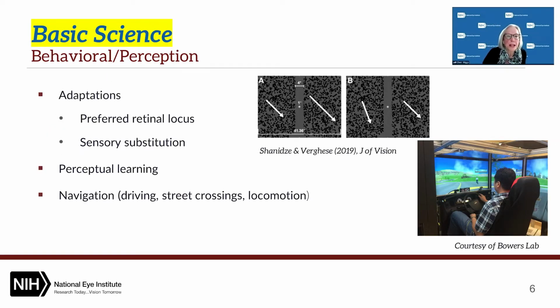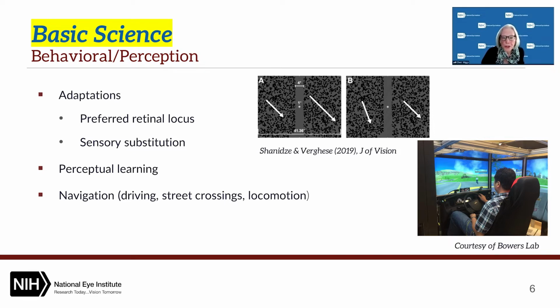Starting with the types of basic behavioral science supported. First, there are a number of adaptations that people with visual impairment just naturally adopt. So for instance, individuals with macular damage experience a loss of their central visual field. But many spontaneously develop a new locus of fixation in intact retina. That's referred to as their preferred retinal locus.